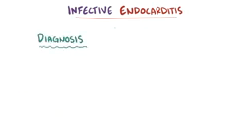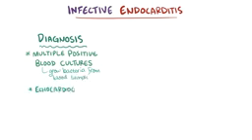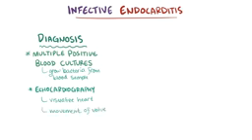Diagnosing the cause of infective endocarditis typically involves getting multiple positive blood cultures, which is literally growing bacteria from a blood sample. Echocardiography can also be used to visualize the heart and look for vegetations or more subtle clues, like the way the valve's moving.